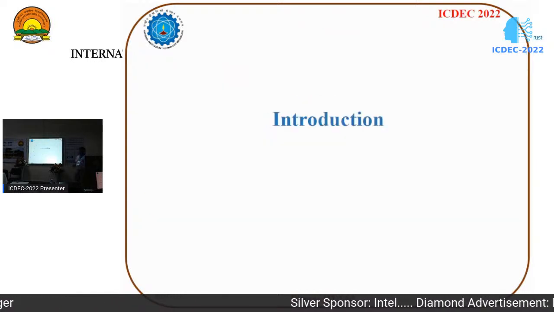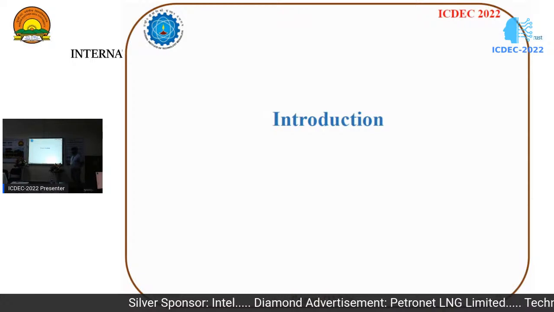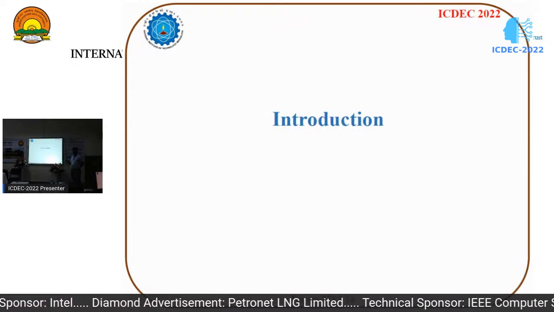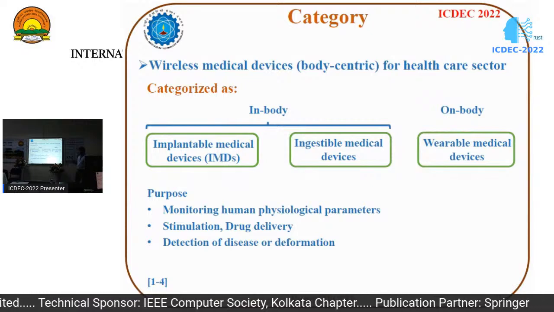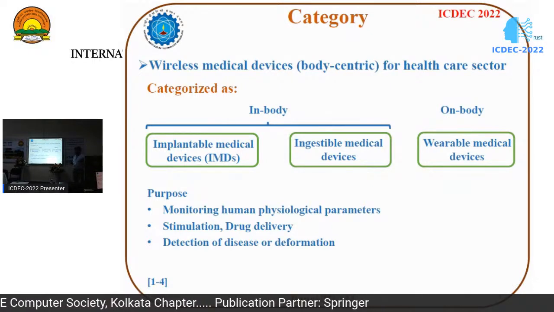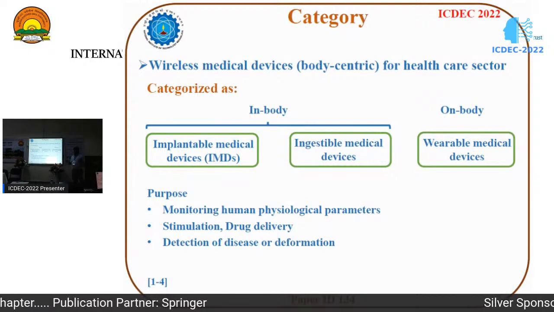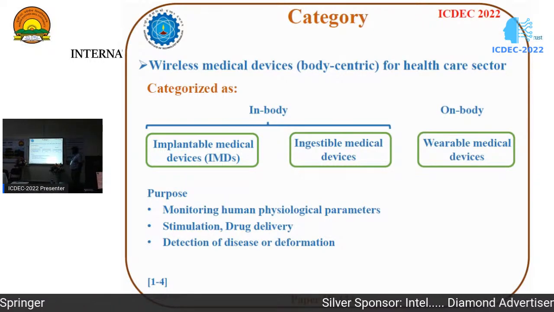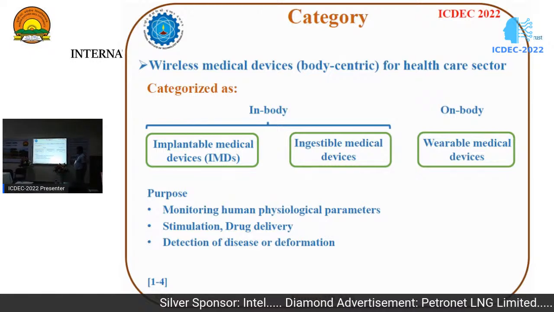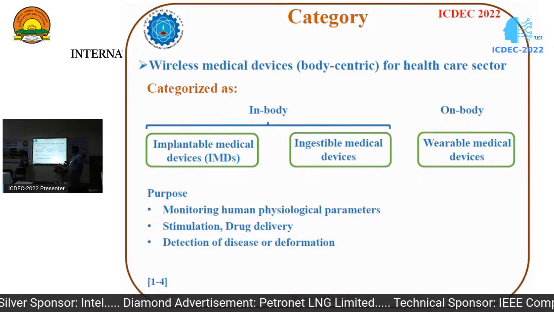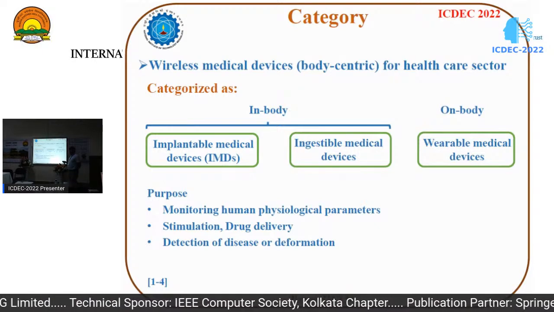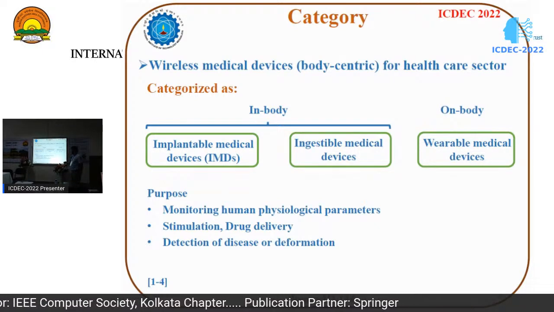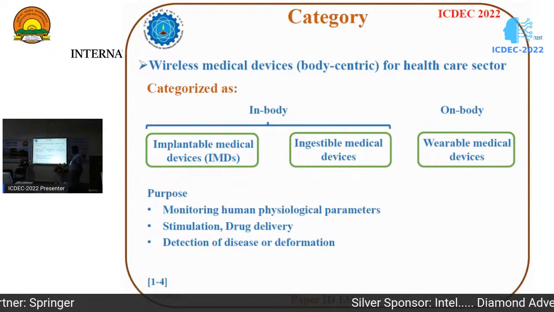To begin with, as we all know, we are influenced by the development of technology in our day-to-day life. This technological development is also observed in our health sector. With that in mind, medical devices assist in the diagnosis or detection of disease or deformation in our body. In a broad sense, these medical devices can be categorized as in-body and on-body. The in-body devices include implantable medical devices and ingestible medical devices. On the other side, the on-body devices are wearable medical devices.